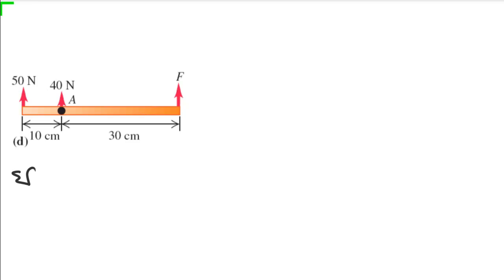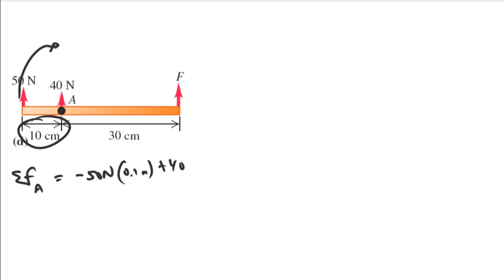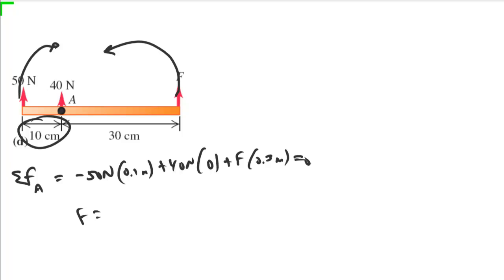So summing the torques about A, we have again 50 newtons is clockwise, so we have negative 50 newtons times the moment arm here is 10 centimeters, 0.1 meters, plus 40 newtons times 0, and then F is positive, right? So plus F times 0.3 meters equals 0, and from this we get F is again equal to 50 thirds of a Newton.